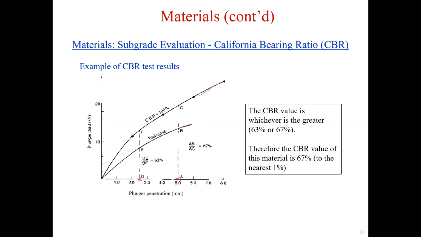The CBR value is whichever is the greater for the ratio at 2.5 millimeter and 5 millimeter, corresponding to 63% or 67%. So finally, the CBR value of this material is taken as 67%, because that's the higher value amongst those two results.